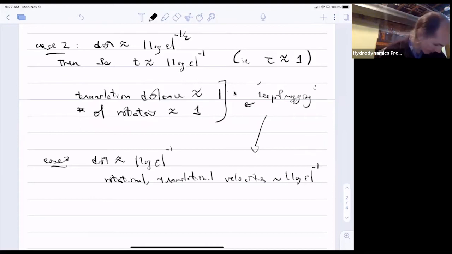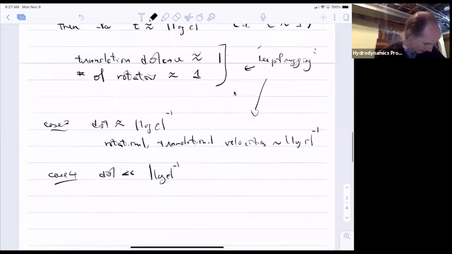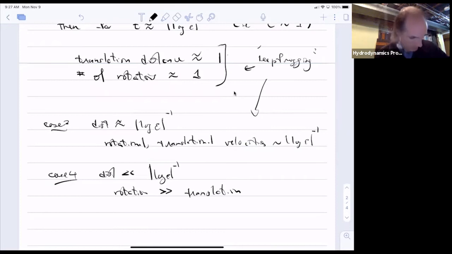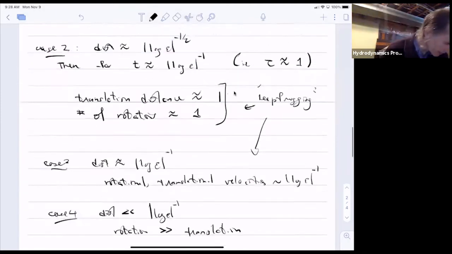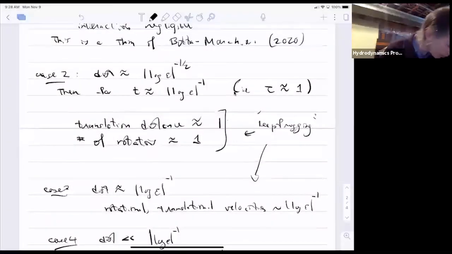And then case 4 is if the distance is appreciably smaller than this log epsilon inverse, then the rotational velocity is much faster than the translation. And to leading order, you would see the vortices standing still. I mean, you wouldn't see any translation at all while they rotate around each other quickly. And so this is what we expect. And so the only theorem is case 1.